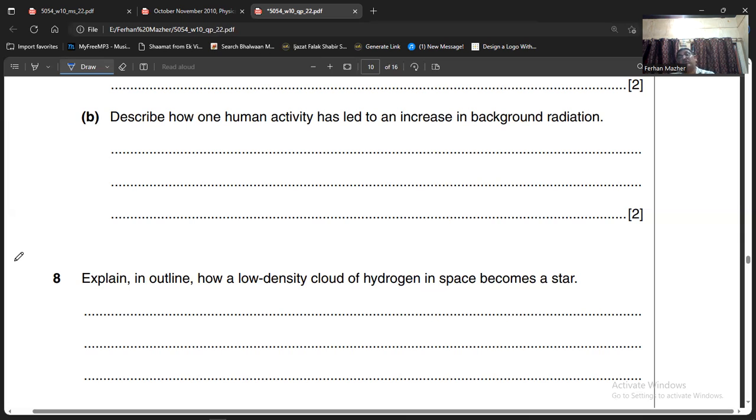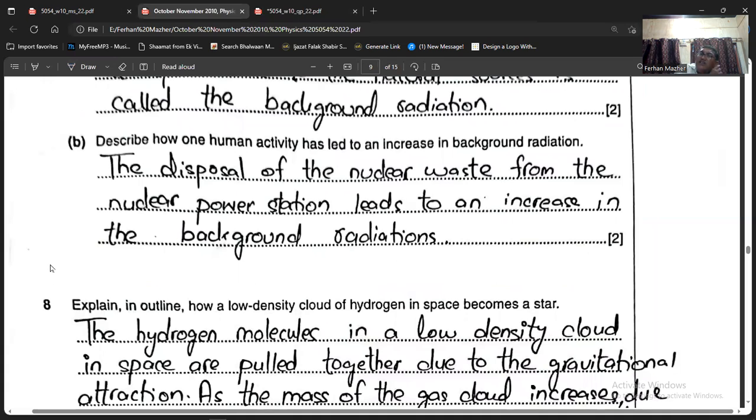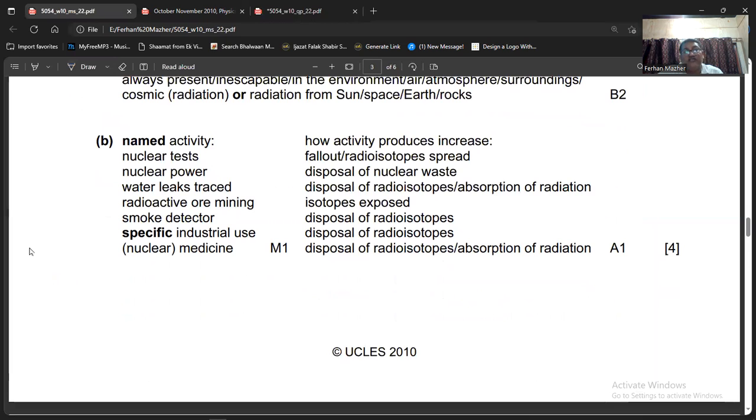And sometimes the waste of the nuclear reactor, which is still radioactive, is not properly disposed of, and that also causes an increase in the background radiation. The disposal of the nuclear waste from a nuclear power station leads to an increase in the background radiation. Okay, the proper disposal is not being done.